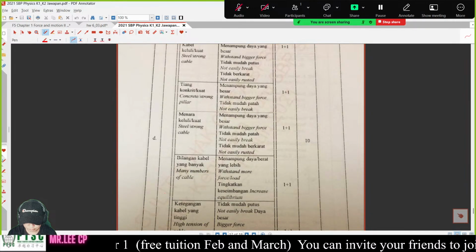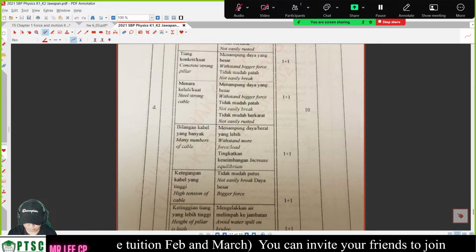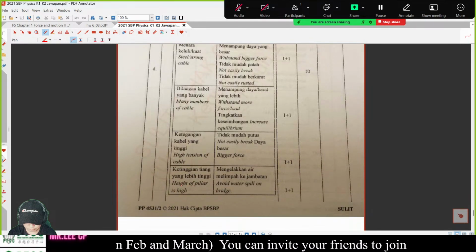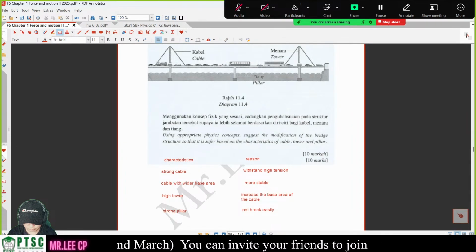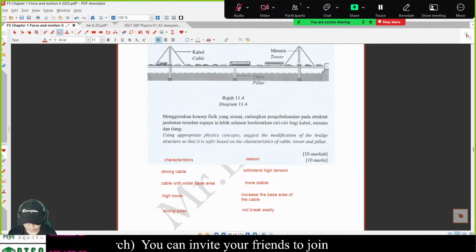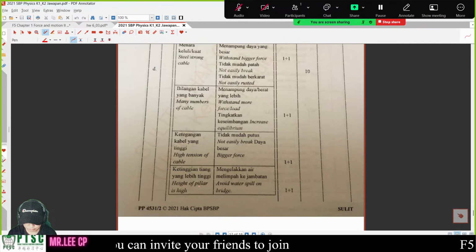Okay. Oh, more number of cable. You see, I didn't put in. I don't have this. Okay. High tension of cable. Yeah. Big force. High tension I got. Oh, high tension I didn't put in. Oh, yeah, my mistake. So height of the pillar, it is high.